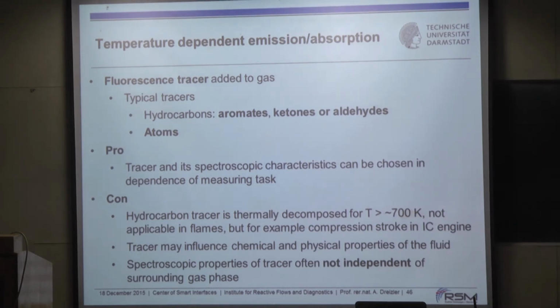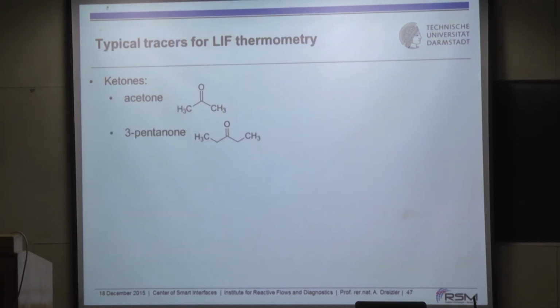However, tracers may influence the physical properties of the fluid. They can as well maybe promote auto ignition if you have bad luck, so you have to be careful about that. And well, very often, for most of the tracers, they are not independent of the surrounding gas phase. Yeah? So some tracers are good, for example, only if you have a nitrogen atmosphere. That might be a drawback.